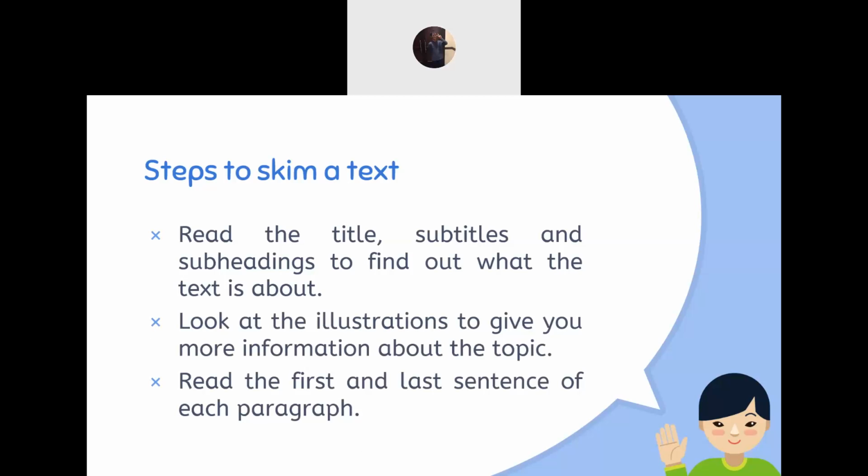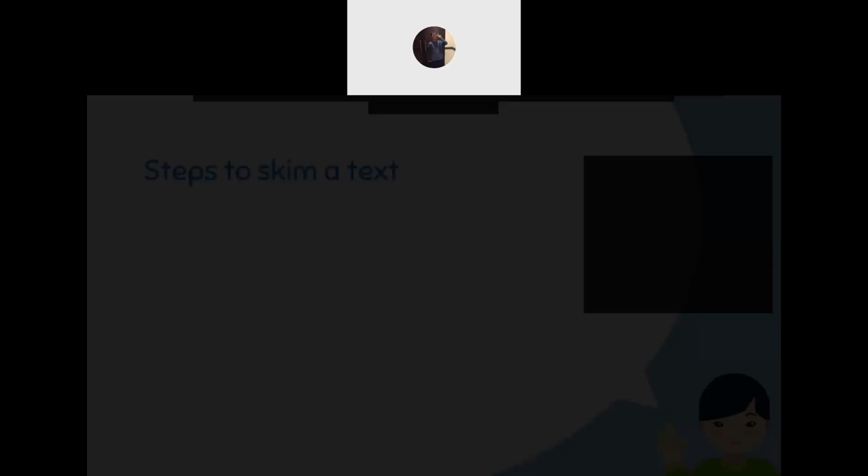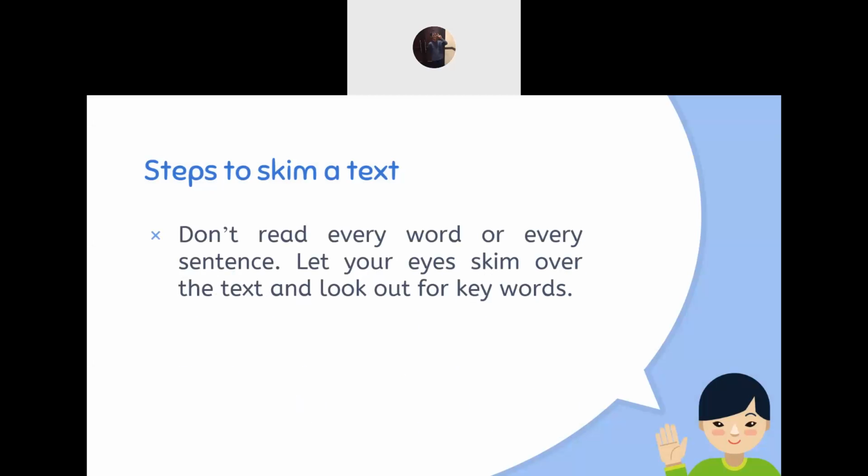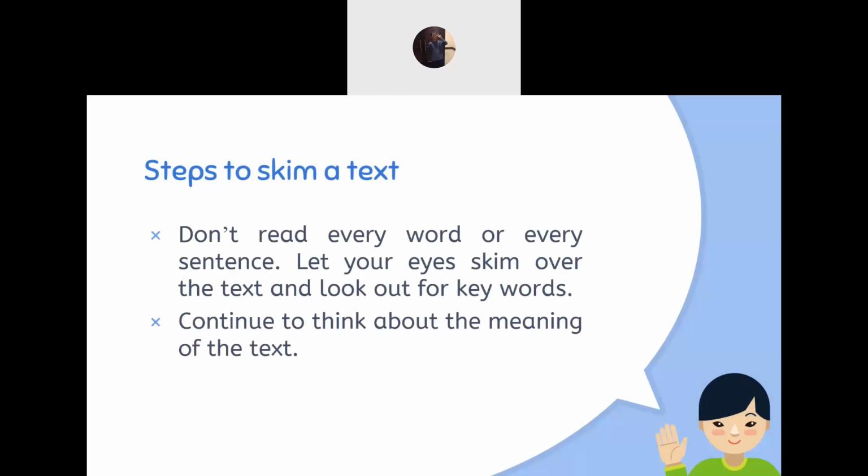And last, following that, you just need to read the first and last sentence of each paragraph. If the paragraph is long, you just read the first and last sentence. After that, do not read every word or every sentence. You just let your eyes skim over the text and look out for keywords. And you just continue to think about the meaning of the text.